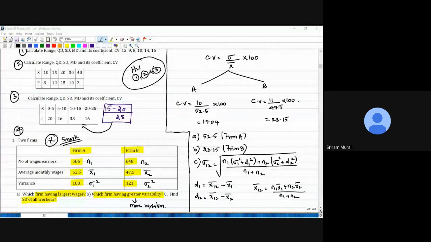Two classes back, we started this regression, where we discussed range, mean deviation, quartile deviation, etc. So I gave one homework problem to you.